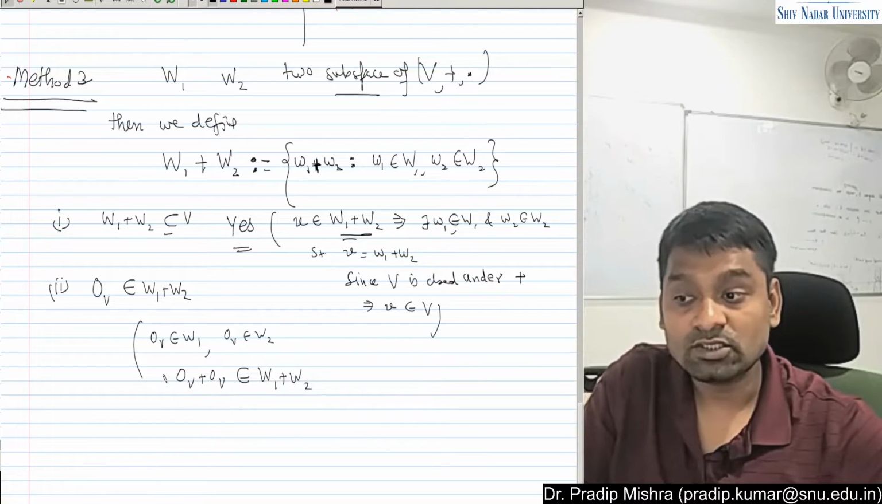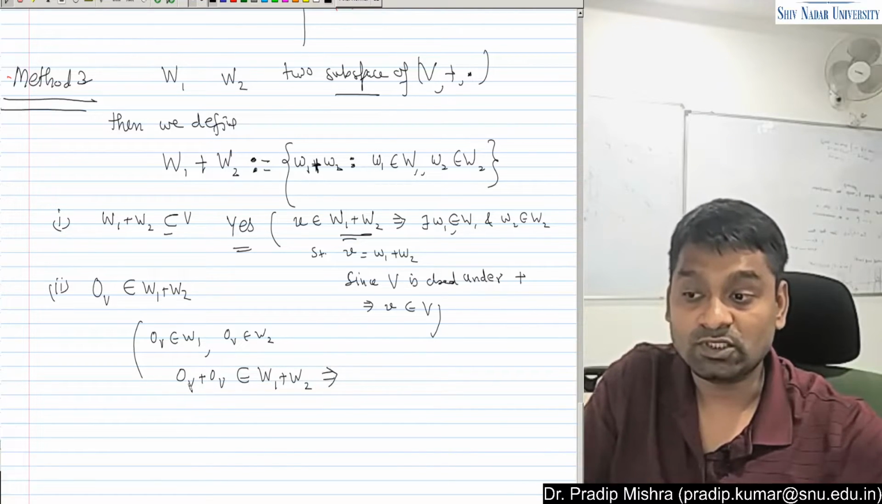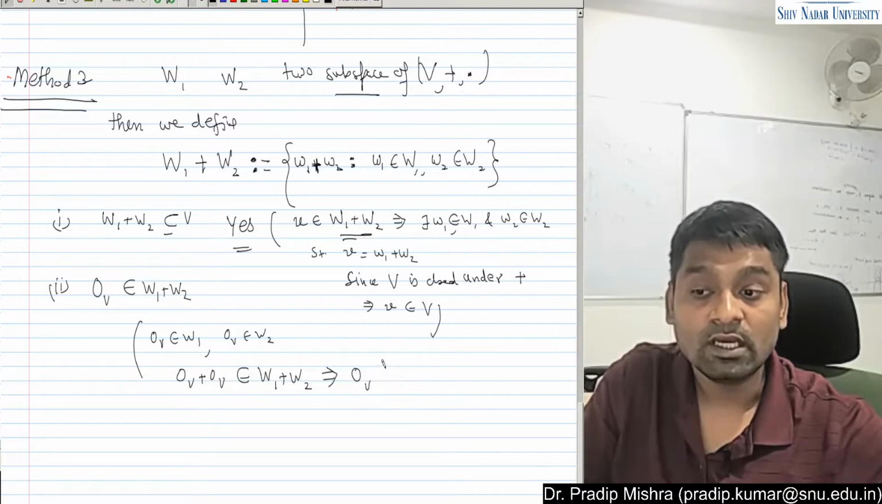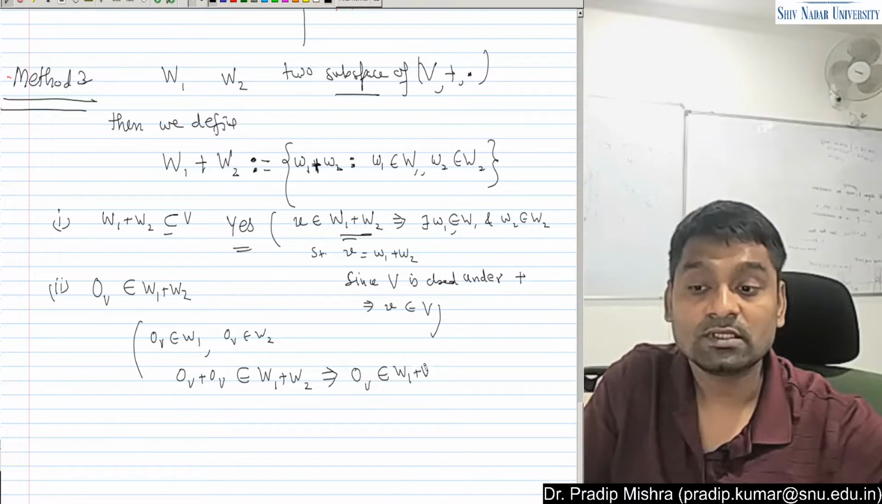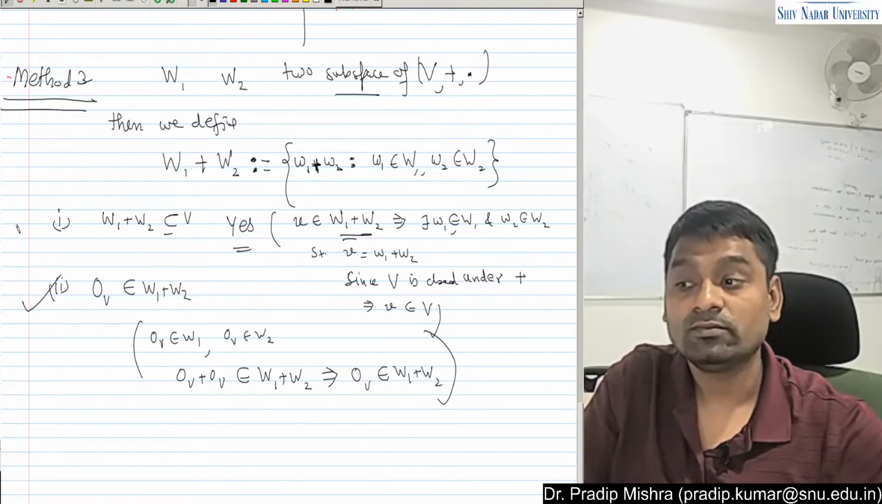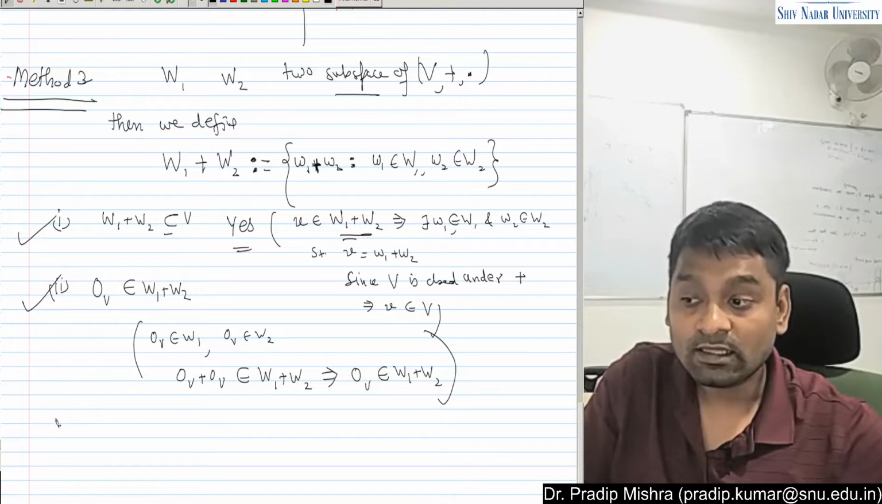And what is this 0v plus 0v? Using the property of the vector space, 0v plus 0v equals 0v. So therefore 0v belongs to W1 plus W2. So yes, 0v belongs to W1 plus W2. This is non-empty.